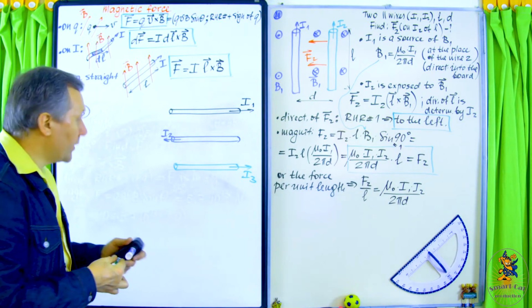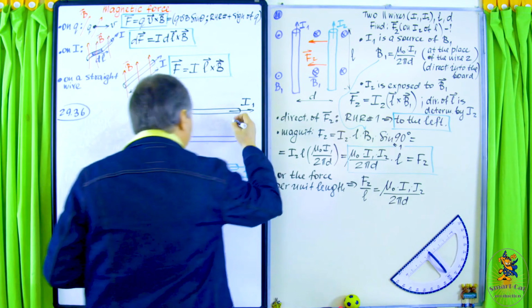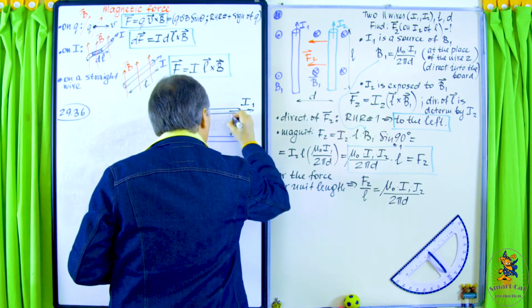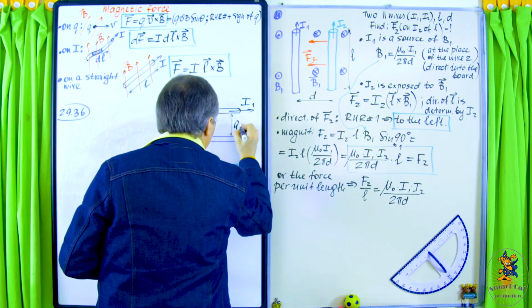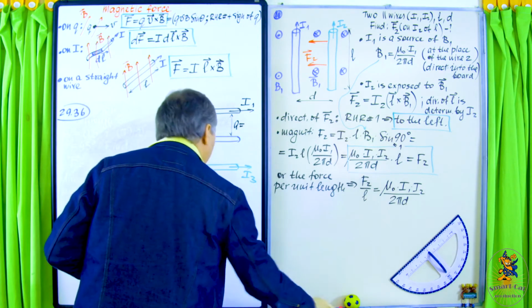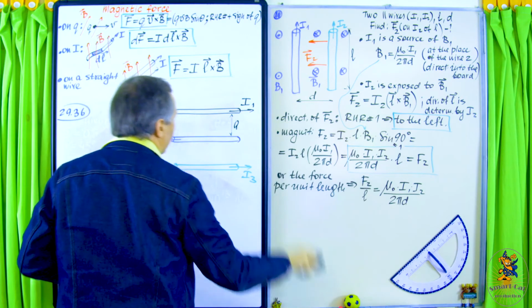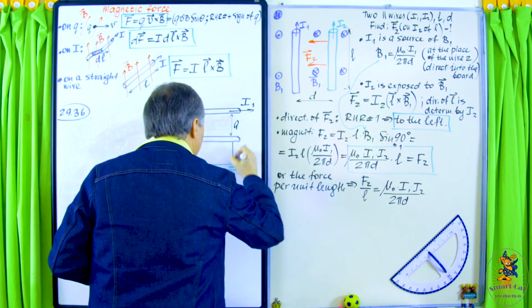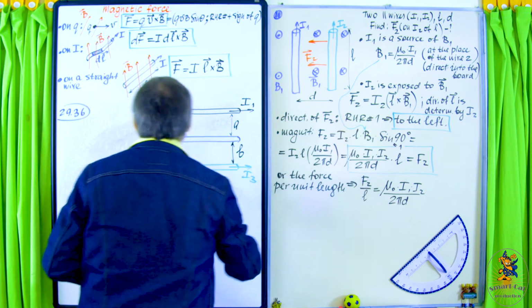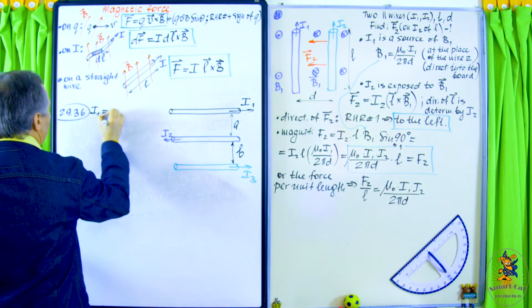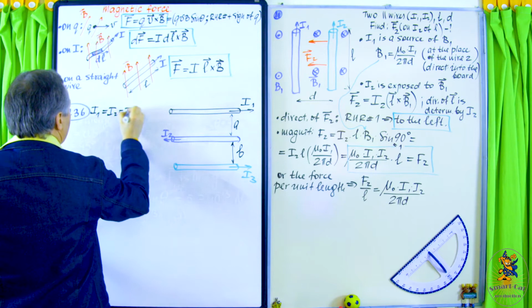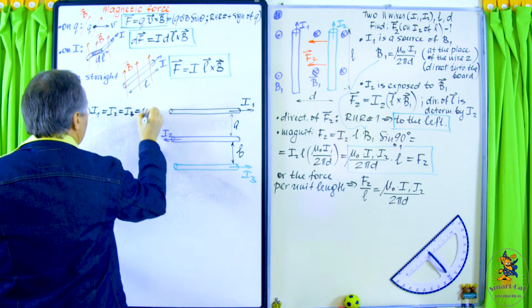So that's the electrical part. And now distances. This distance is A. Okay, I will write there the value A. And this distance is B. So we have I1 equals I2 equals I3 equals 10 amps.